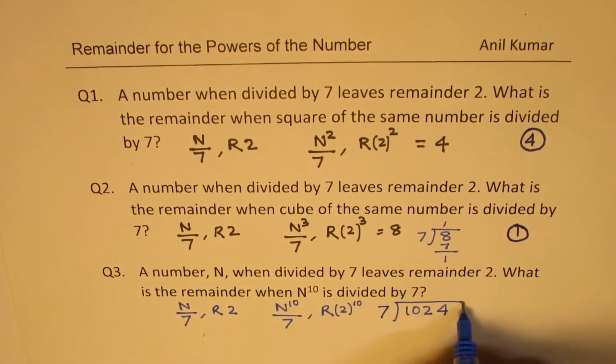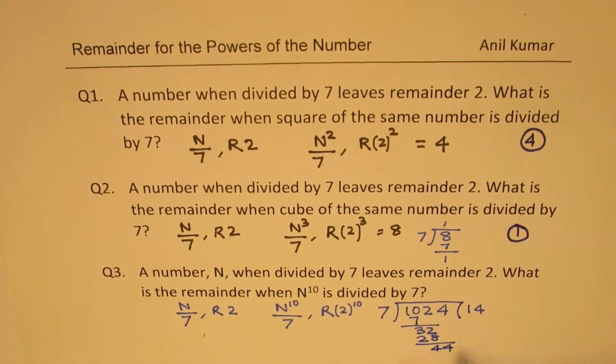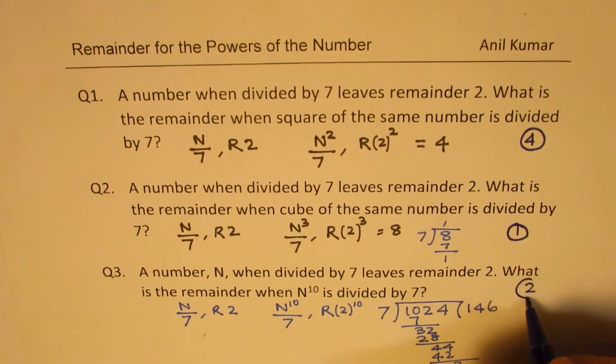Dividing by 7, let's write here, 7 times 1 is 7, so we get 32, and 7 times 4 is 28, so we get the remainder as 4, and bringing down 4, 6 gives you 42, and so we see that the remainder is 2, right? So that gives you a remainder of 2. So in this case, when you divide, you get remainder of 2, correct?